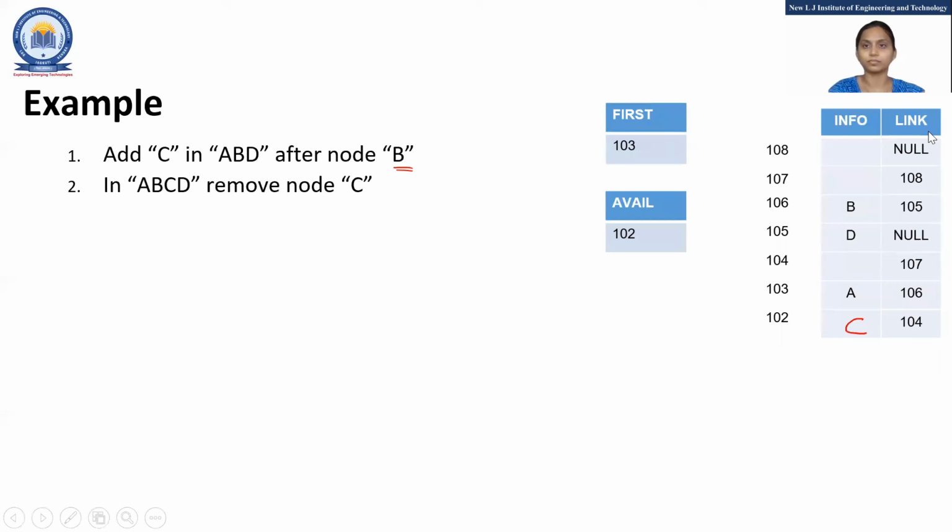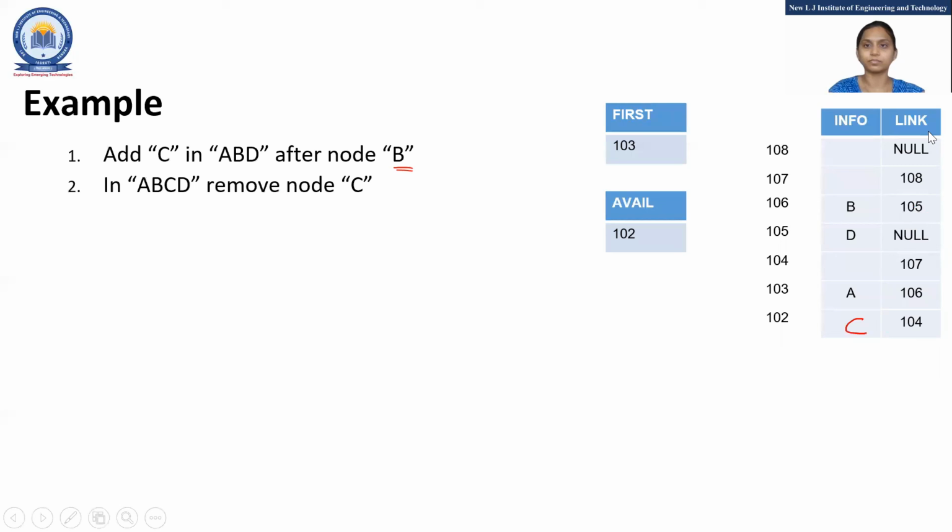You have to change the link part of your newly created node. Now you have to check what is the position where you have to point. It is 105. So why is it 105? Because B is pointing to 105. So C should now point to 105 and this is now 102 because the address where C has been added is 102. Fine. Now your linked list would be A, B, C or D.